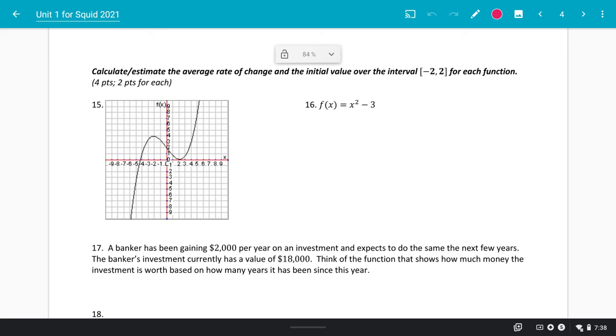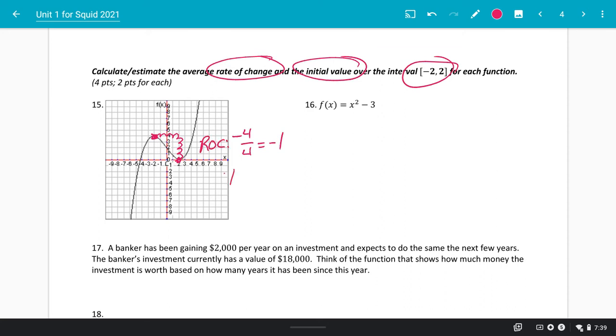Okay. Calculate the average rate of change from -2 to 2. 1, 2, 3, 4. 1, 2, 3, 4. So down 4, which is a -1. And the initial value. I need the rate of change and the initial value. So there's my rate of change is -1. My initial value is my y-intercept, which is 2.